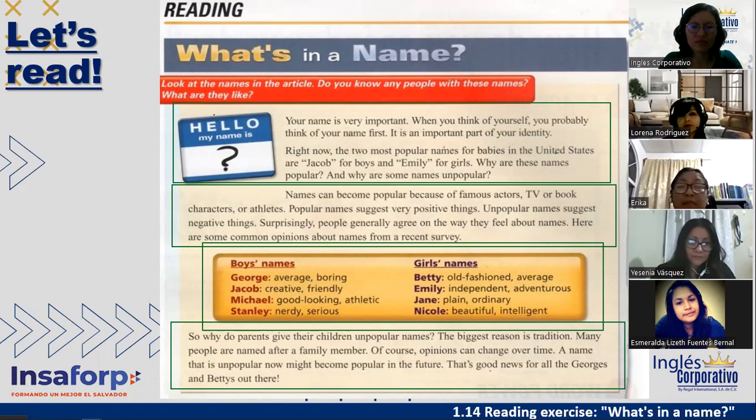Teacher, what does average mean? Average, promedio. Okay. Una persona promedio. Ajá. Y también average es su promedio en sí. Por ejemplo, cuando usted saca notas, al final usted saca un average, saca un promedio de todas las notas. Thank you.